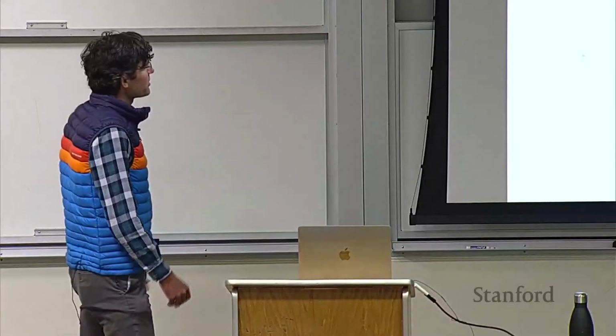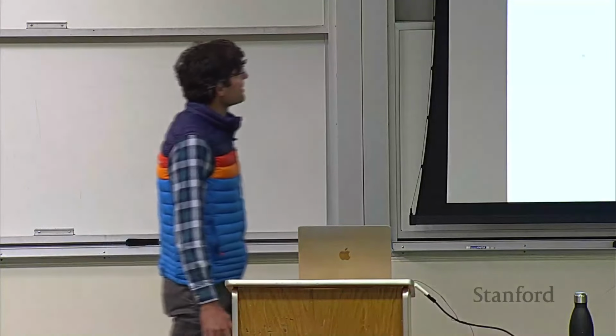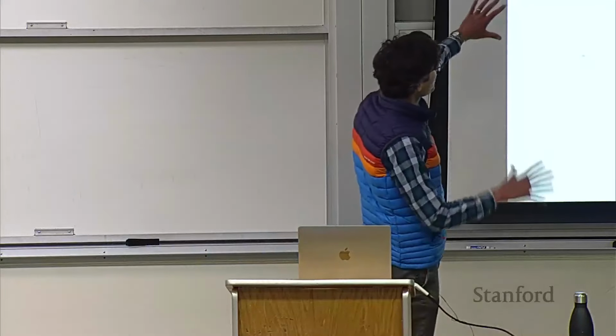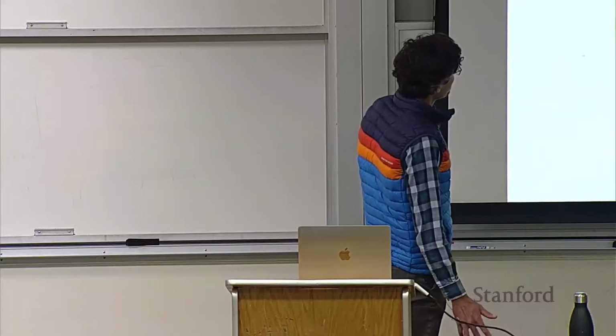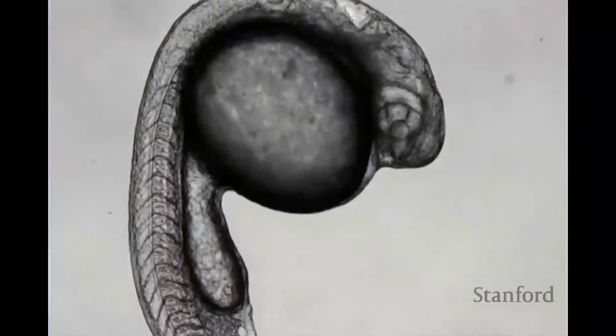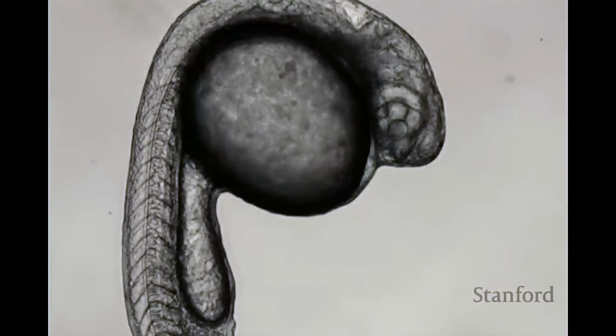I'll go ahead and get started. So this is an embryo undergoing morphogenesis. It's basically changing shape. This is obviously sped up, but it's a rather incredible process, which I didn't really know about or hadn't looked closely at until this project.